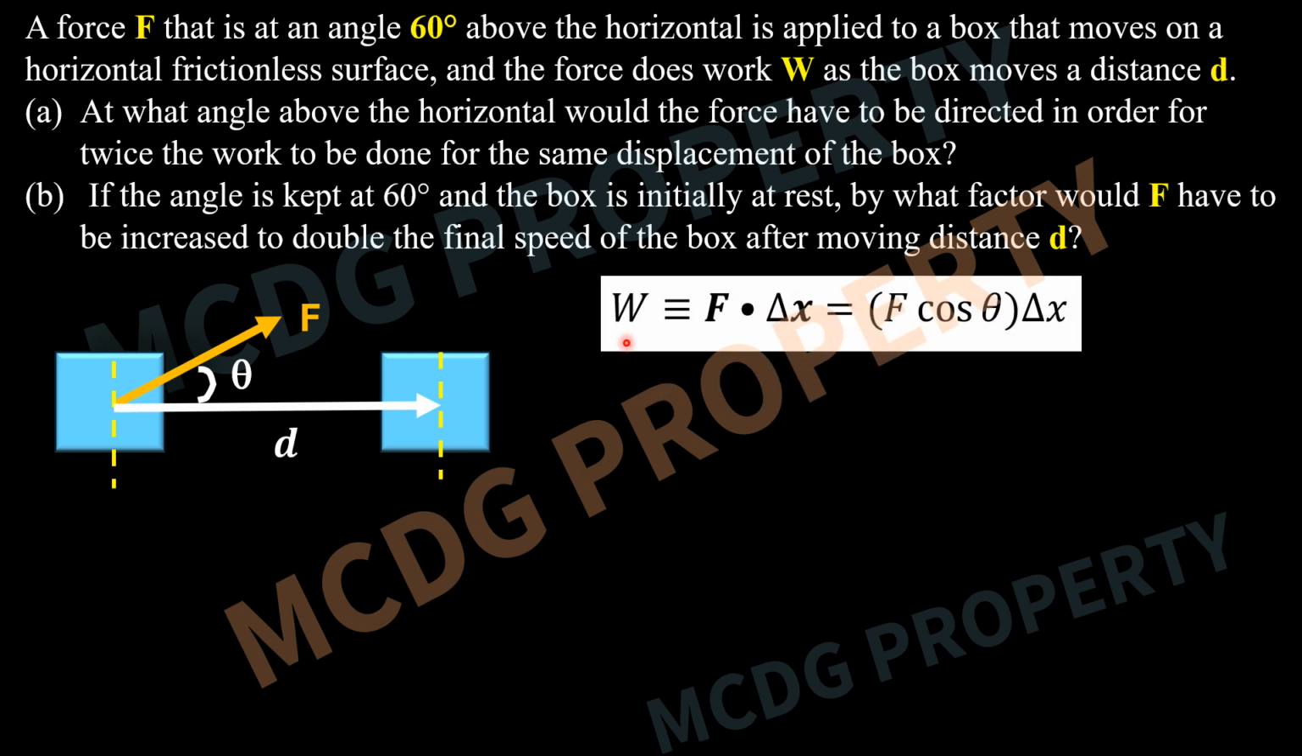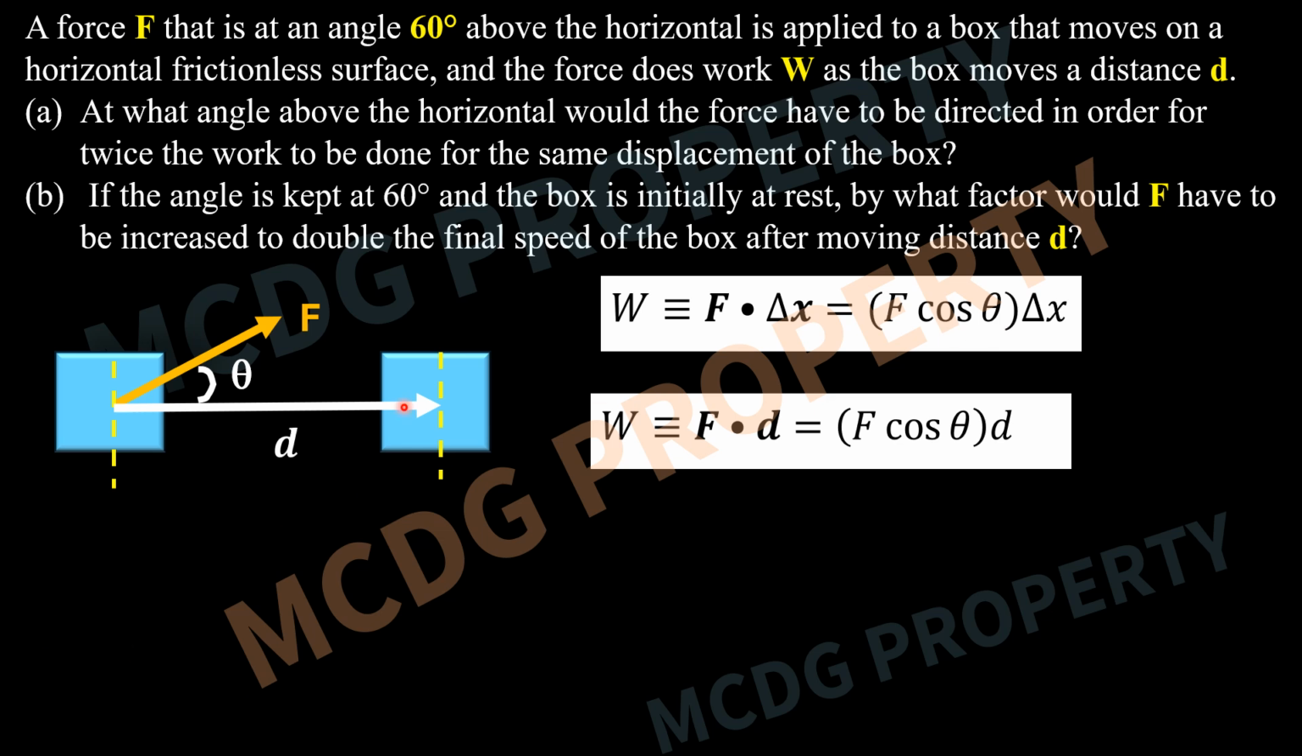Again, we have here the equation for work done by a constant force. The work done is equal to the dot product of force and the displacement, so that is equal to F cosine theta delta x. Now, based on the given information, delta x is d, the distance moved by the box as the applied force is doing work. So work done is equal to F cosine theta times d.